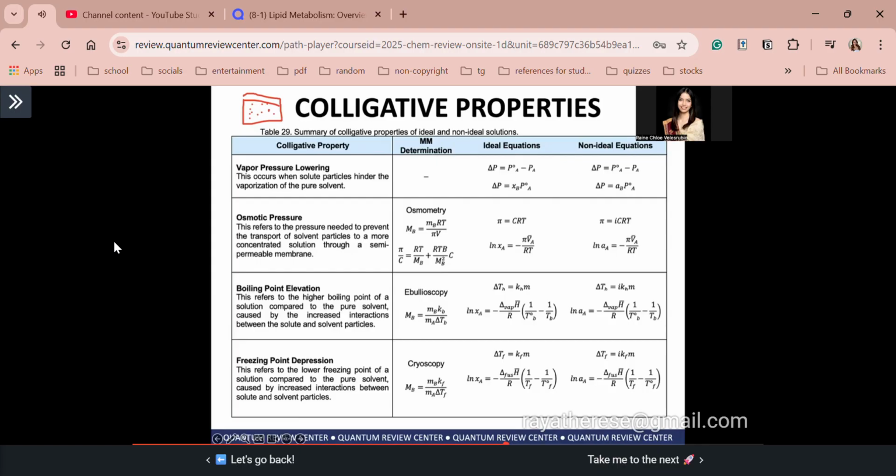So this can be expressed in another equation. The change in P is equal to the mole fraction of the solute B times the vapor pressure of the pure solvent A. Okay? Pag non-ideal naman, naging AB naman yan. So yung AB guys, yan yung activity ng solute mo. So here, for non-ideal equations, we deal with the activity.